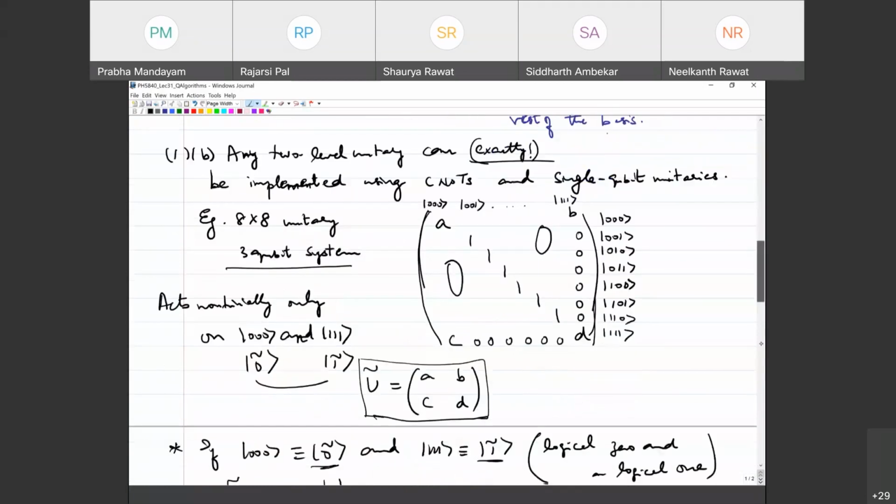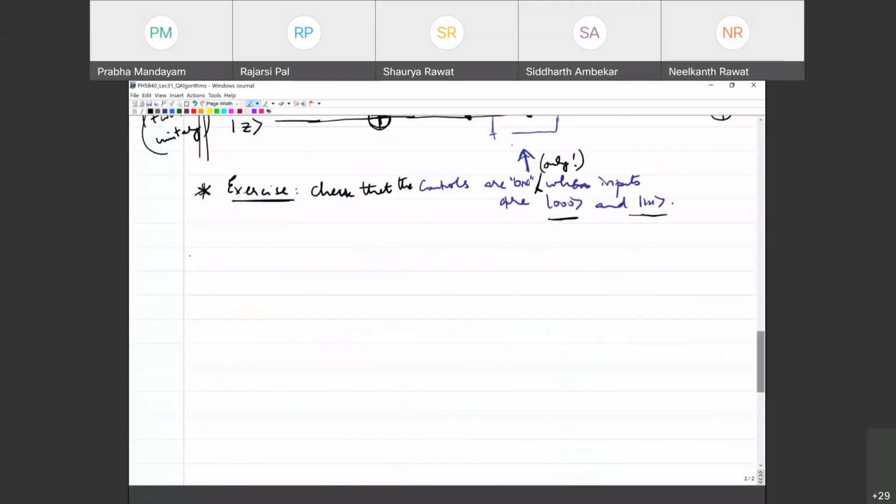Okay. The second part is going to be an approximate statement, because now what have you done? You've gone from arbitrary D cross D unitaries, which is arbitrary quantum gates, to single qubit unitaries and C-naughts.